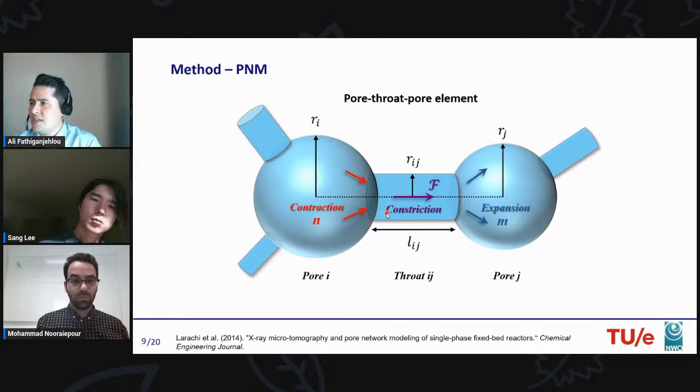In PNM, we simplified the throats to have cylindrical shapes, but in reality, they have more complex shapes. So in order to take this oversimplification into account, we multiplied the throat radius by a factor called F, the throat radius correction factor. In our pore network model, we use M, N, and F as calibrating parameters of our PNM. By formulating the mass balance and energy balance equations for the pore-throat-pore elements in the entire network of the PNM, we can calculate the pressure values inside each pore and flow rate values inside each throat.